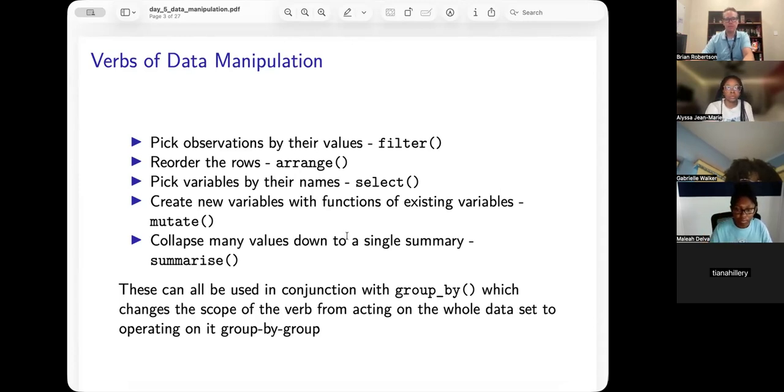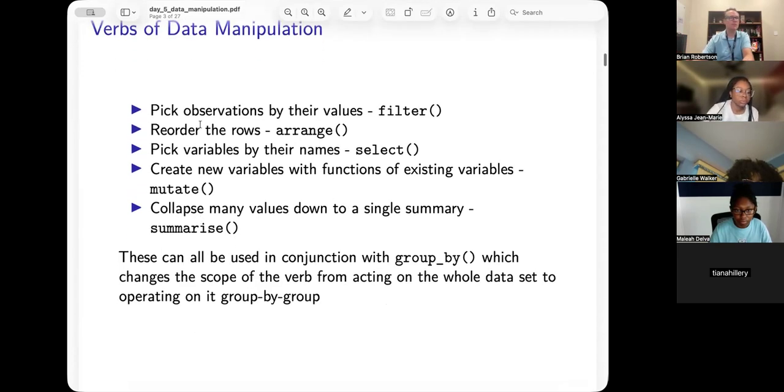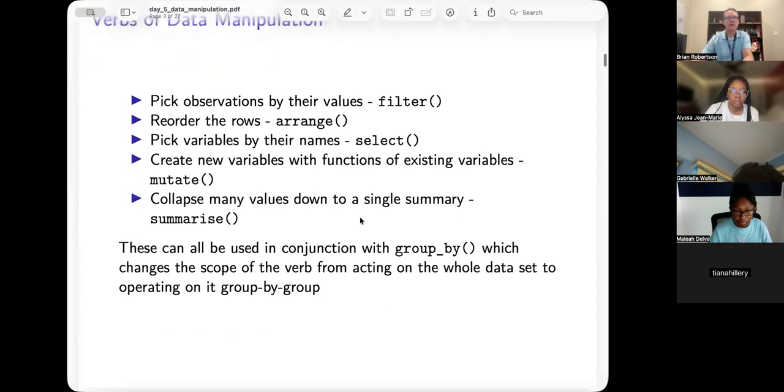Does that make sense? It's a little bit of a review, but the nice thing about tidyverse is that the words kind of do what they mean, so there's not really many surprises here. It's not like you have to learn a new syntax.